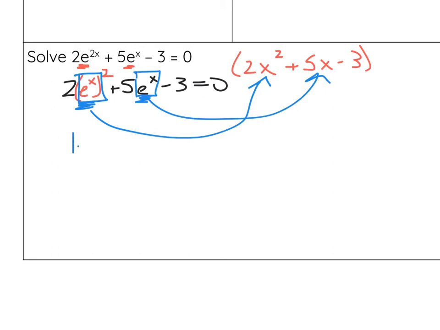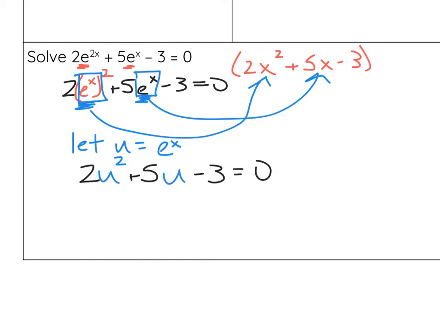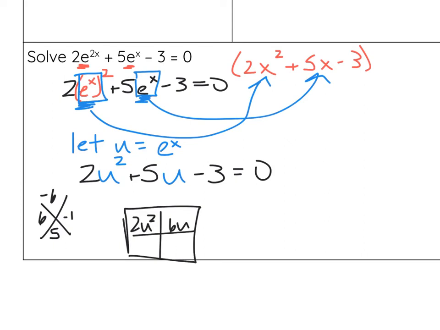And I'm going to say, let u, we like to use u for these, u equal e to the x. And now I can rewrite this as 2u squared plus 5u minus 3 equals 0. And now I have something I can factor. What multiplies to negative 6 and adds to 5? That would be 6 and negative 1. Some of you slip inside, some of you use the box. I'm going to show with the box. So put everything in your box, factor it out, and I get 2u minus 1 times u plus 3.